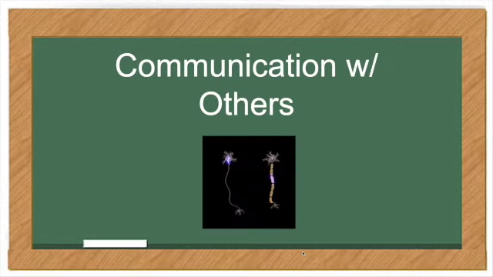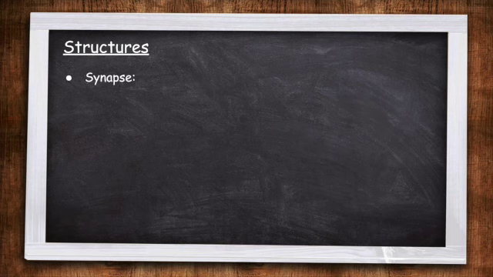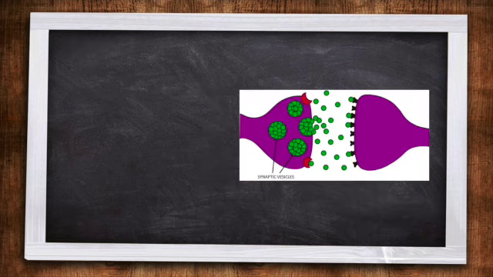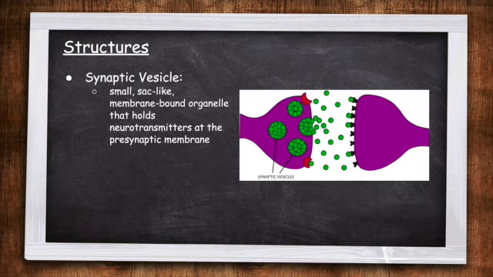Now that we have looked at how an individual nerve works, let's look at how it communicates with others. There are four important structures that help with this. The first is the synapse. This is a gap between nerve cells, or a nerve cell and a muscle cell. The second is the synaptic vesicle.